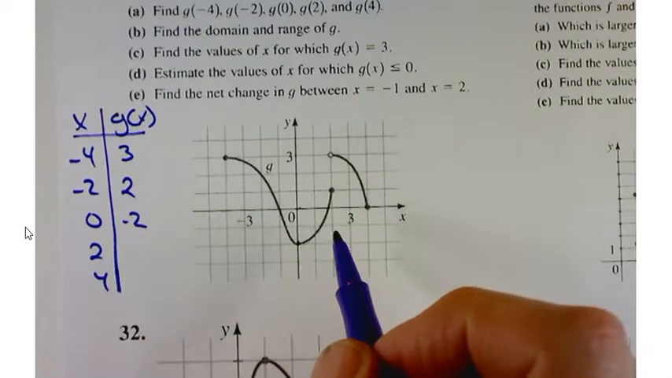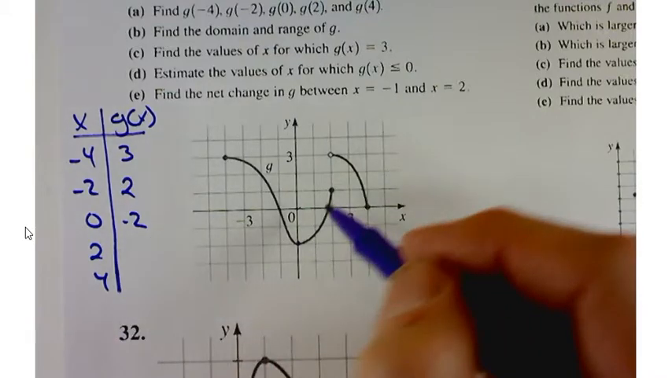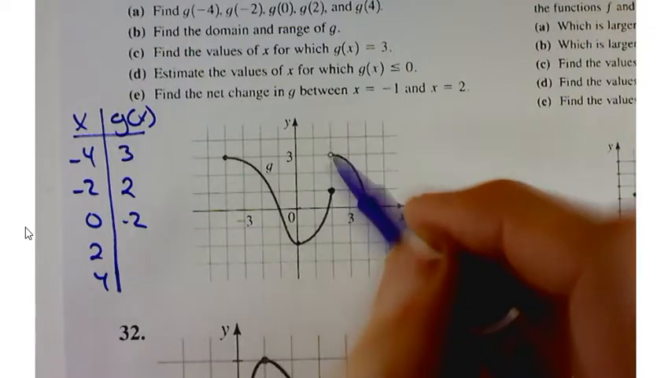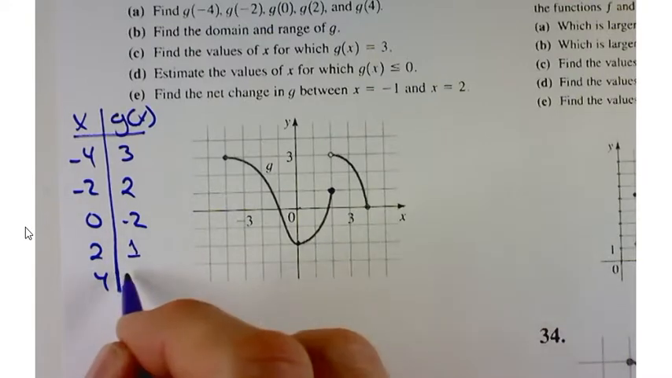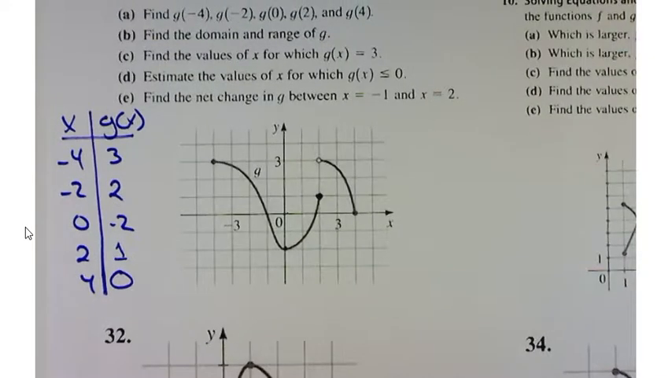2 more. G of 2. 1. Now be careful here. This dot is solid here and hollow here. That means we're going to evaluate the function down here, not up here. So a 1. And last but not least, g of 4 is 0. So there's all of our y values for the associated x values.